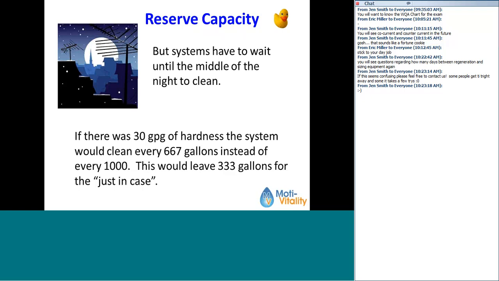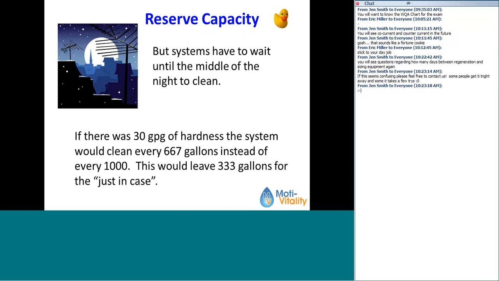Now this is also where it comes into efficiencies. If you've got a metered system, just a typical standard metered system with a float in it, with a brine float, if you've got a float in your brine tank, then you've got to make enough brine to clean that entire resin bed, including the reserve capacity.